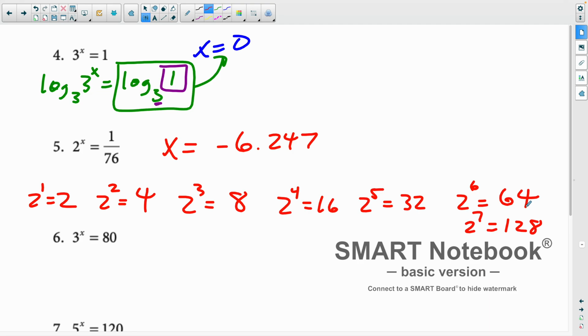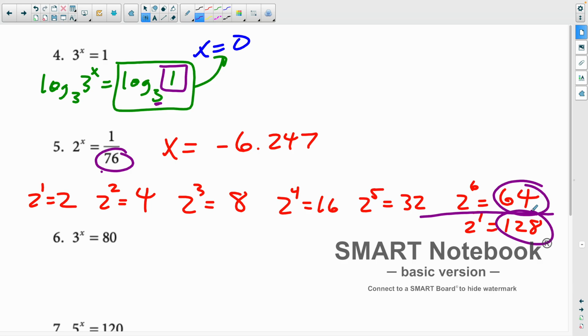Now, you're going, well, why did you put that up there? Well, what number are we talking about? That number right there, more particularly 76, and 76 is where I'm looking. Where does 76 fall? Between 64 and 128. So it's going to fall between 6 and 7, and it does.